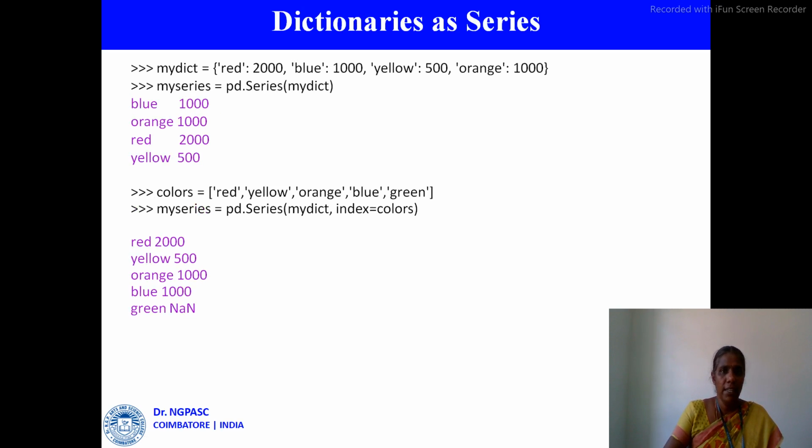We can create a series from existing dictionaries. Like we have created a series from an existing array, likewise we can create a series from a dictionary. Before that, I have to create a dictionary with some labels. The red label has 2000, blue has 1000, yellow has 500, and orange has 1000. This is the syntax to create my dictionary as a series: pd.Series, and my dictionary name should be passed as an argument. It will print the values.